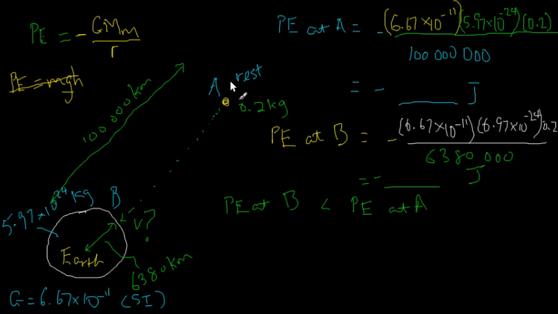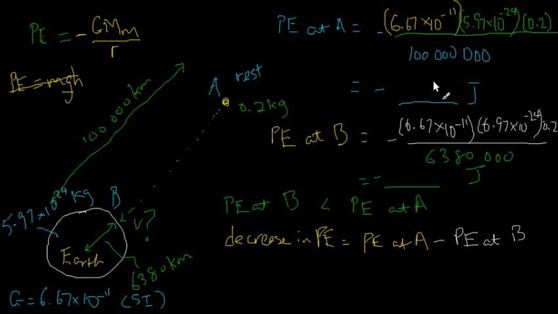Now to find the decrease in potential energy: potential energy here is less than potential energy at A. So the decrease in potential energy is equal to the potential energy at A minus the potential energy at B. With those two answers, I can just put them in here and find a value. This decrease in potential energy will be in joules.